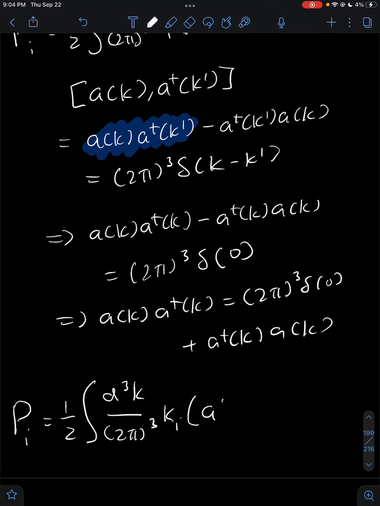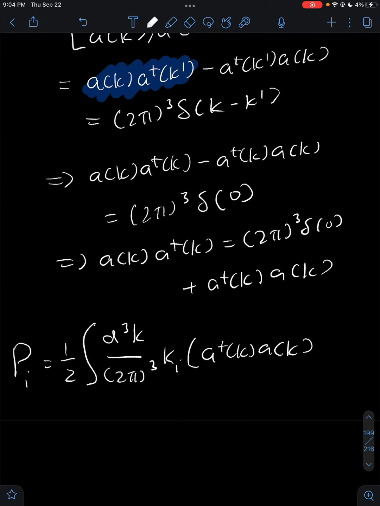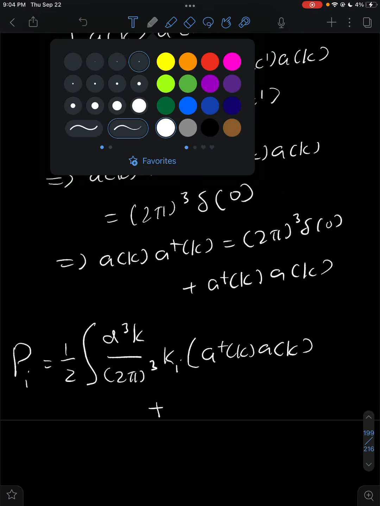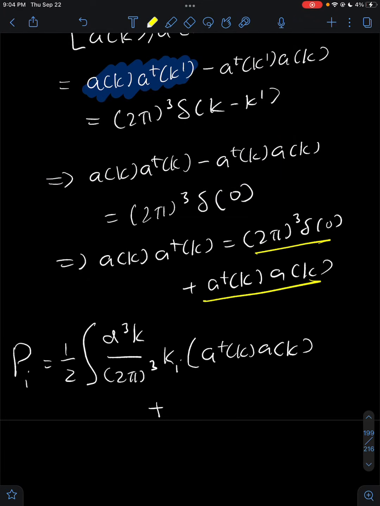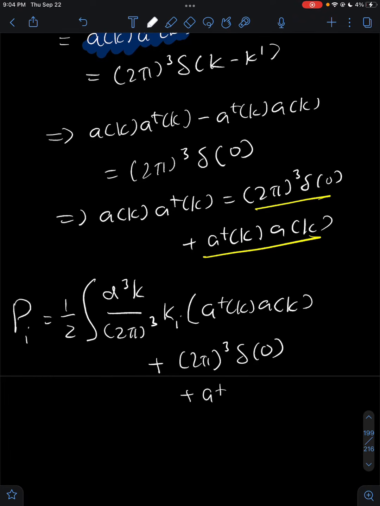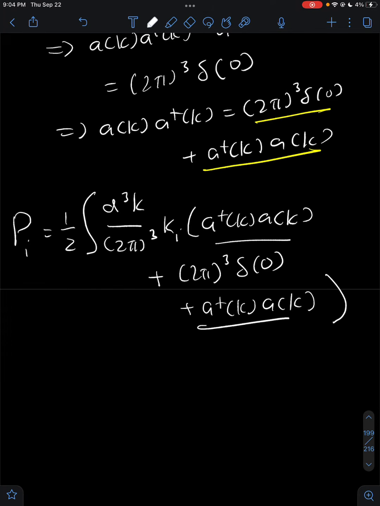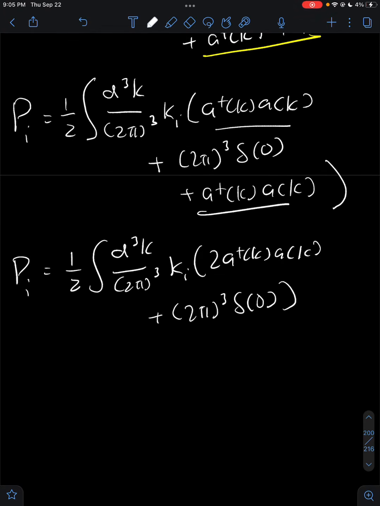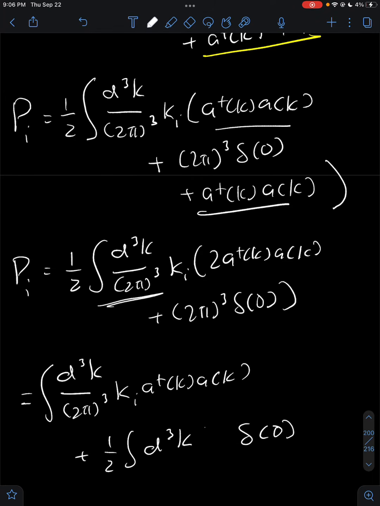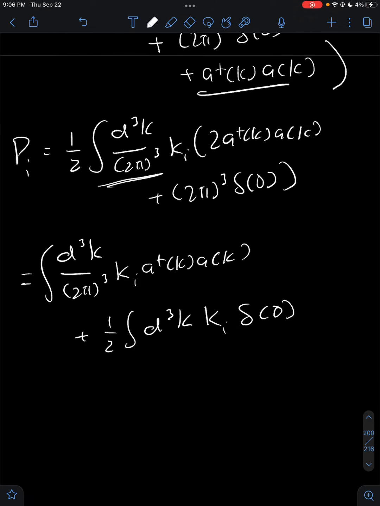of A conjugate k, A of k, and then plus, now here is where we substitute this in, plus A conjugate k, A of k. And we can just combine these two terms together to get this. We can then just distribute this integral to get this. So now we have this over here.